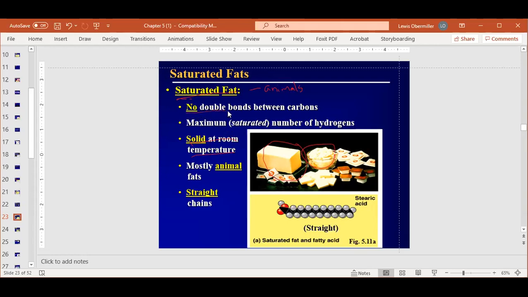Remember, there's no double bonds. Otherwise, if there was a double bond, it would be called unsaturated, right? So it has the maximum saturated number of hydrogens. And if we were to draw this out, I don't want to draw a gigantic chain, but it would have the maximum number of hydrogens we can fit on here.